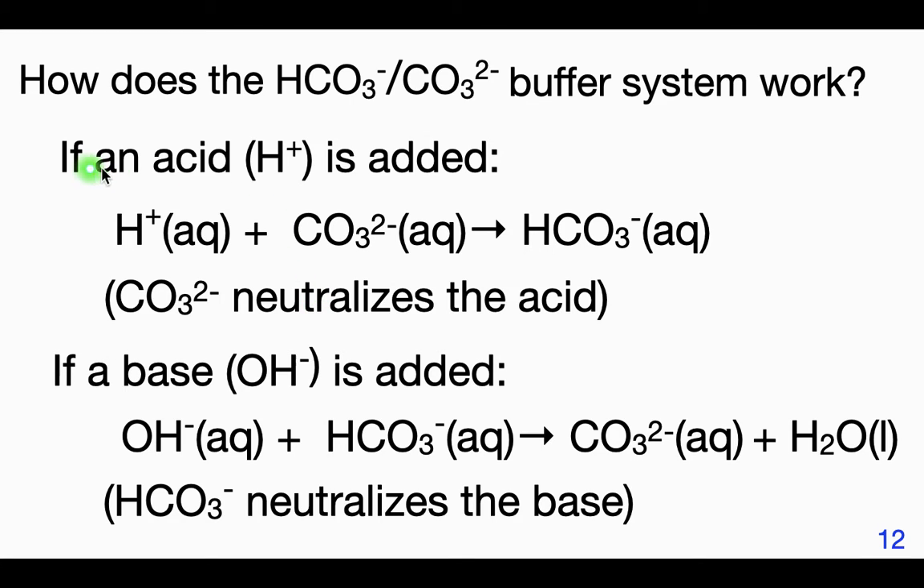So to recap here, this is our buffer system. One of them will have a hydrogen, one of them will not. The one that does not have the hydrogen will react with the acid to neutralize it. And the one that does have the hydrogen will react with the hydroxide ion to neutralize it.